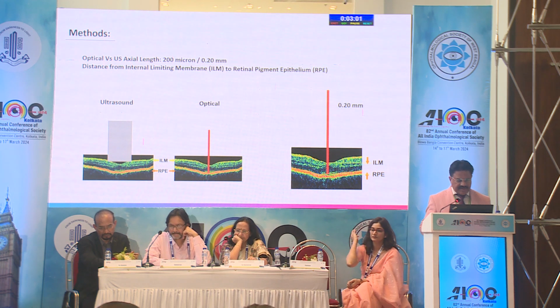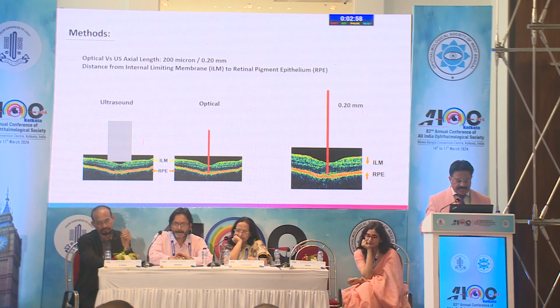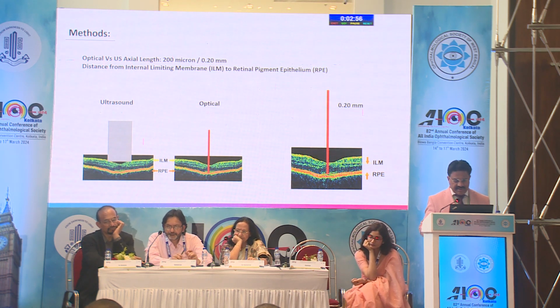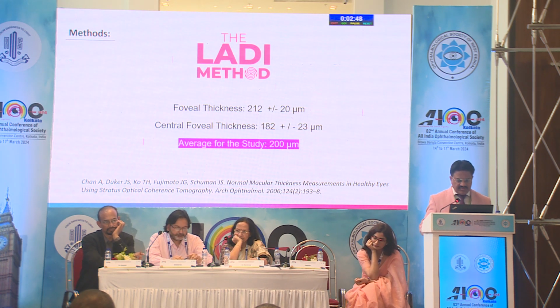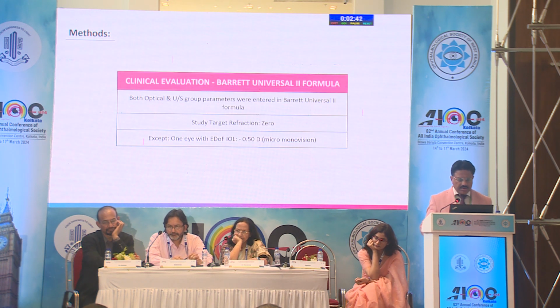Ultrasound cannot penetrate the internal limiting membrane, while optical goes up to the retinal pigment epithelium. The distance between these two is 200 micron. As per the study, foveal thickness is 212, while central foveal thickness is 182. So the average for the study was taken as 200 micron. Both optical and ultrasound parameters were entered into the Barrett Universal 2 formula. Study target was kept as 0, except for EDOF patients.